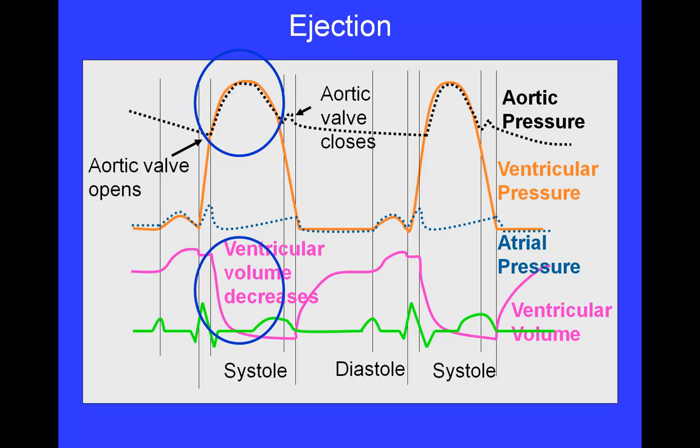When the aortic valve opens, blood rushes out of the ventricle and into the aorta. So aortic pressure increases as blood goes from the ventricle into the aorta, and ventricular volume decreases as blood goes from the ventricle into the aorta. Now, as systole goes on and blood is being ejected, as the ventricular volume goes down, the pressure in the ventricle is going to go down. You see the drop in the pressure on this orange line.